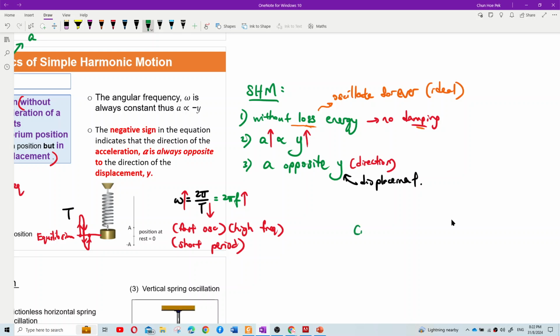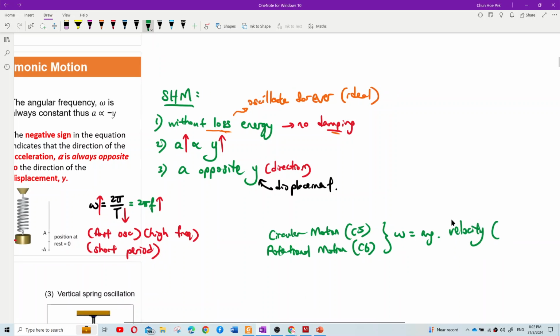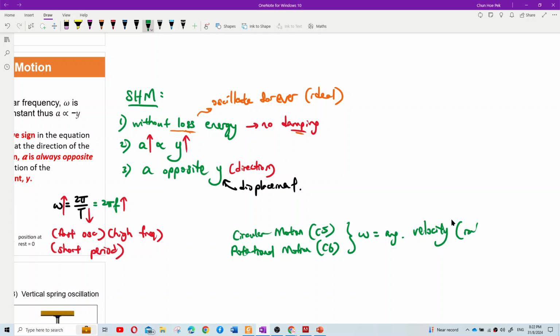When in circular motion, which chapter is circular motion? Chapter 5, isn't it? And then we have rotational motion. This is in chapter 6. We use omega. We call omega as angular velocity. Okay, angular velocity. And our unit is radian per second, right? Class, betul tak?